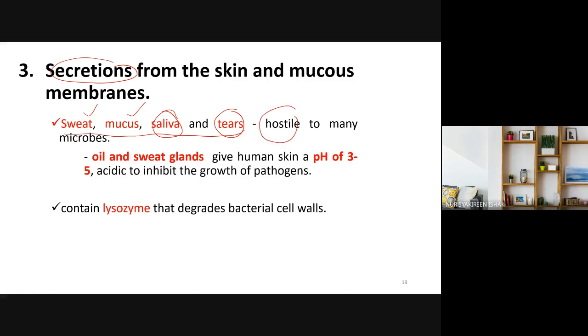Okay, so oil and sweat glands give human skin a pH of 3 to 5, okay, which is acidic to inhibit the growth of pathogens. So they also contain lysozyme, especially saliva and also tears. They have lysozyme, okay, that will degrade the bacterial cell wall.